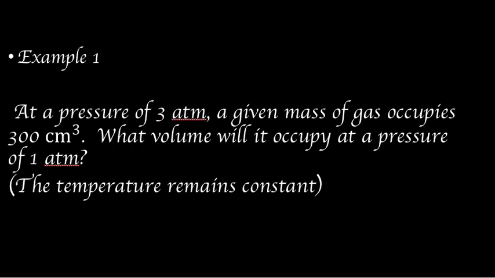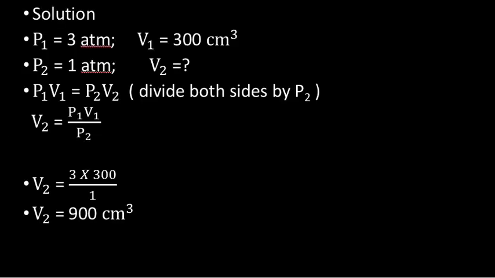Let's work together and see how we solve the first question. Now we have P1 equals 3 atm, V1 equals 300 centimeter cube, P2 equals 1 atm, and V2 is unknown. From Boyle's law, P1 V1 equals P2 V2. Since we are looking for V2, we make V2 the subject of the formula by dividing through by pressure 2. Our P1 is 3 multiplied by V1, which is 300, divided by P2, which is 1. So 3 times 300 is 900 centimeter cube divided by 1. Our answer is just 900 centimeter cube.